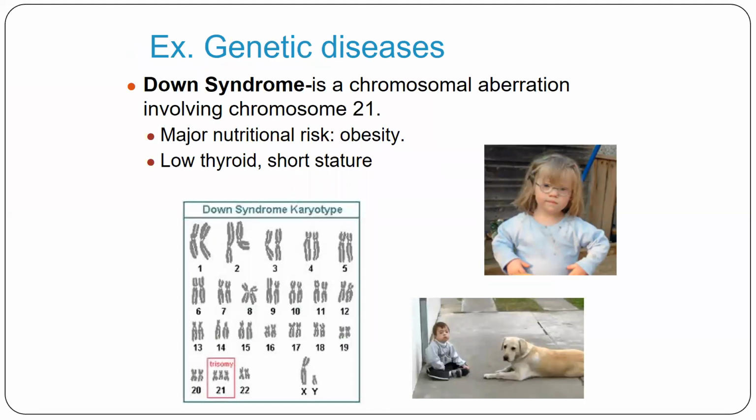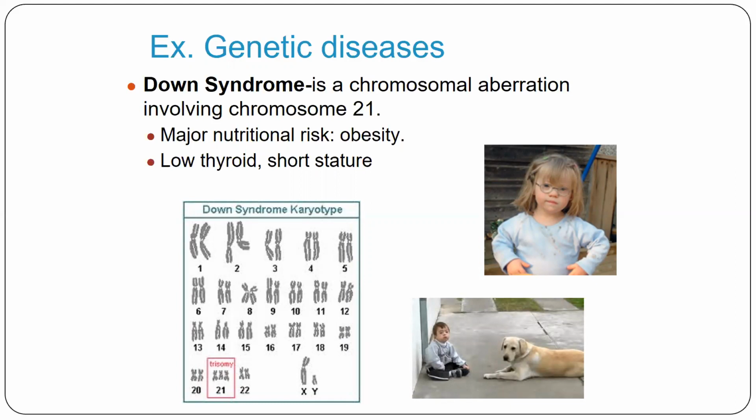I'm going to go over some of the more common ones. So Down syndrome we've talked about before. It's an example of a genetic disease. There's a change in the chromosome, so we know exactly which chromosome it is. This isn't caused really significantly by nutrition, but we do tend to see more obesity in people with Down syndrome.